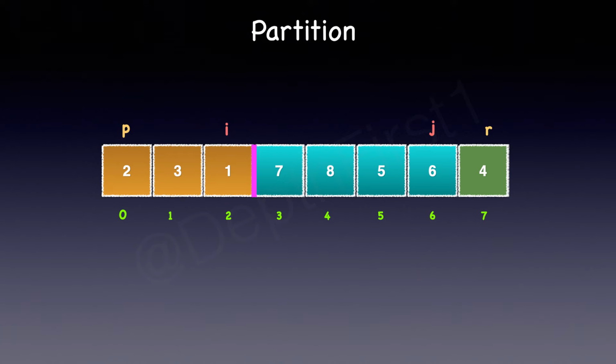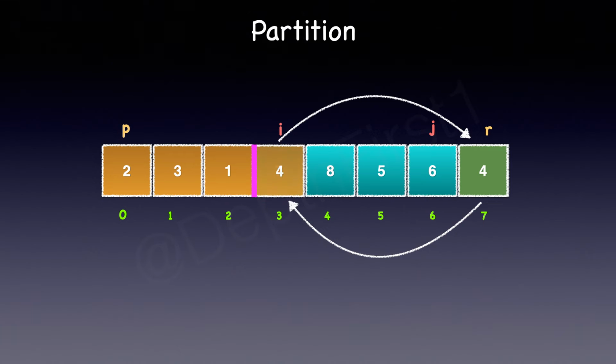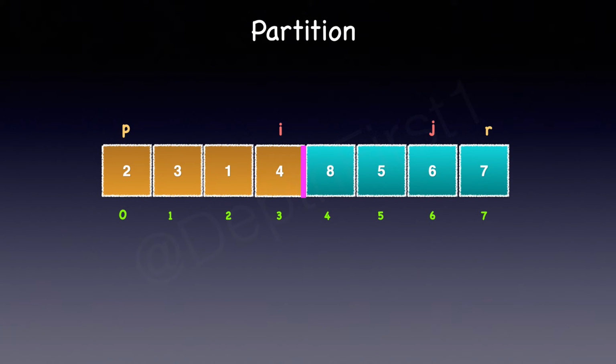We now need to place our pivot element in the right spot. For that, we will increment i one last time, and then swap the values at r and i. Now our array is completely partitioned. We will return i from this function, and i indicates the last element of the partition.